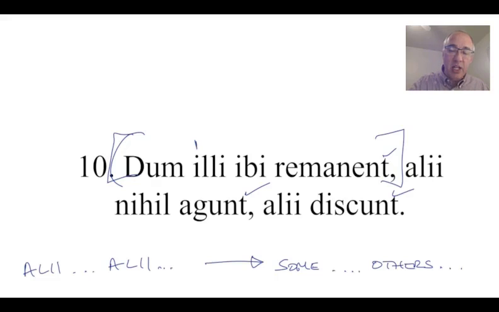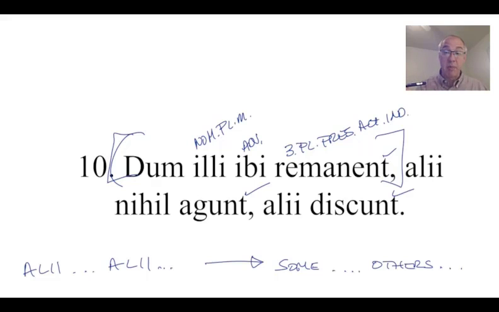While, dum, illi, nominative, plural, masculine. While those, ibi means there, it's an adverb. While those, remanent, third person plural, present, active indicative. While those guys are remaining there, not enough information to tell where there is, but that's fine. Alii, some, agunt, third person singular, present, active indicative. I said singular, scratch that, it's obviously plural. Third person plural, present, active indicative. While those guys were remaining there, some are doing nothing. Others are learning.